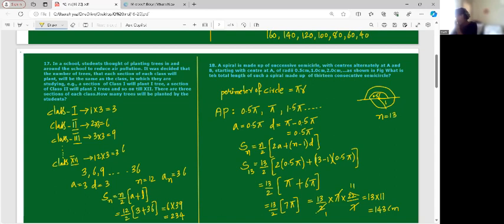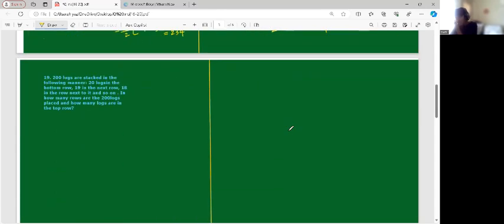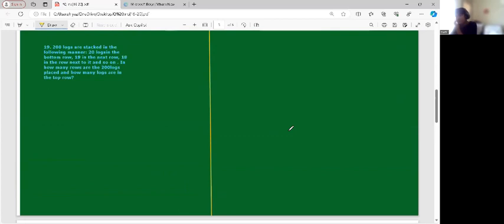Number 19, we have to move. Question number 19. Can you read the question? Here, a little confusion. 200 logs are stacked in the following manner: 20 logs in the bottom row, 19 in the next row, 18 in the next row, and so on. How many rows are the 200 logs placed in and how many logs are in the top row? That's it. It means the first row has 20 logs, the next row has 19, the next 18. In this way, the logs are there.